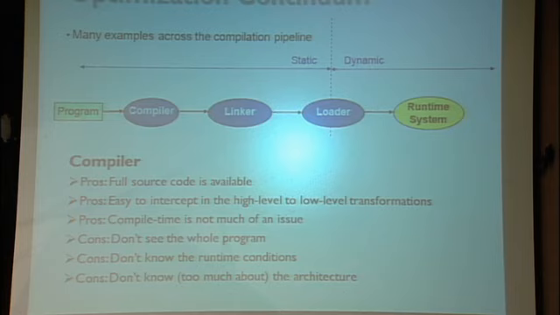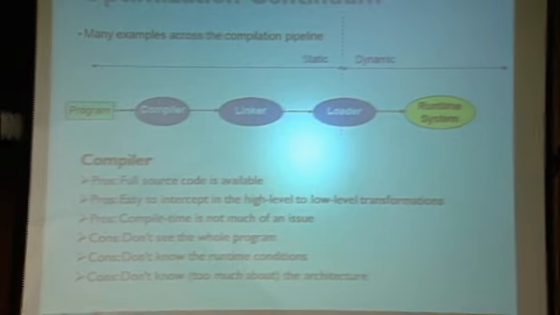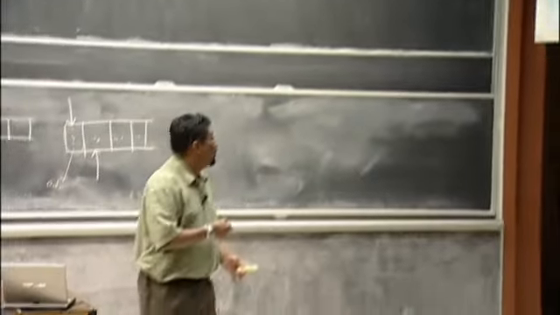But the problem with compilers is it doesn't see the whole program. You see a file at a time. So all these inline things have to be in the file. You can't put it in a different file and assume inlining, except probably an include file. Also, you don't know the runtime conditions, because at runtime it might have different inputs, different sizes of load, and stuff like that. I don't know any of those things.